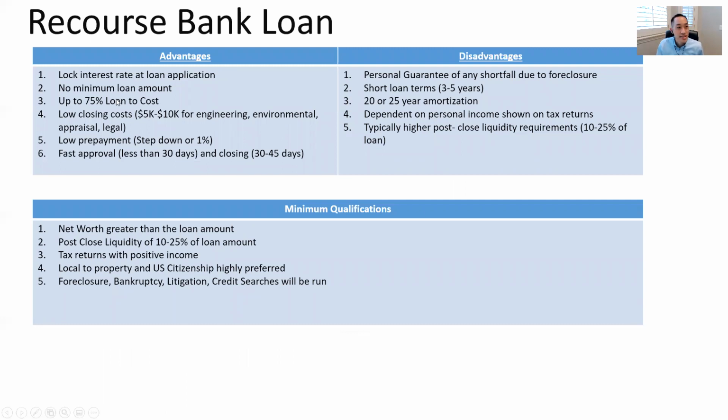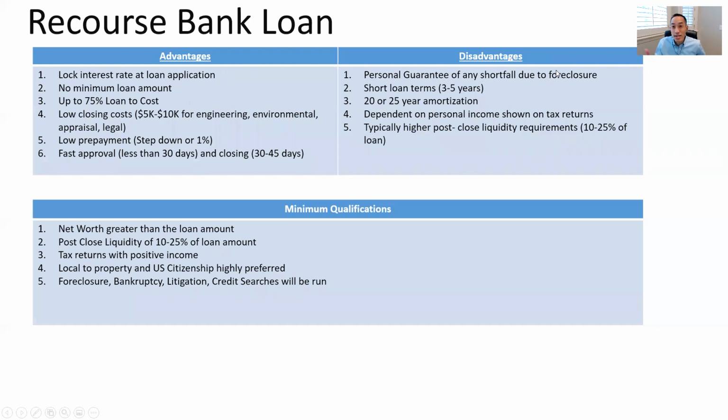Most of the time, the advantages: there's no minimum loan amount, right? So you can do a $500,000 recourse bank loan. You can lock the interest rate at the application so it doesn't float while you wait for the application to be done. It's relatively low closing costs and has a low prepayment. They can close very quickly, let's say 30 days, and it can go up to 75% loan to cost.